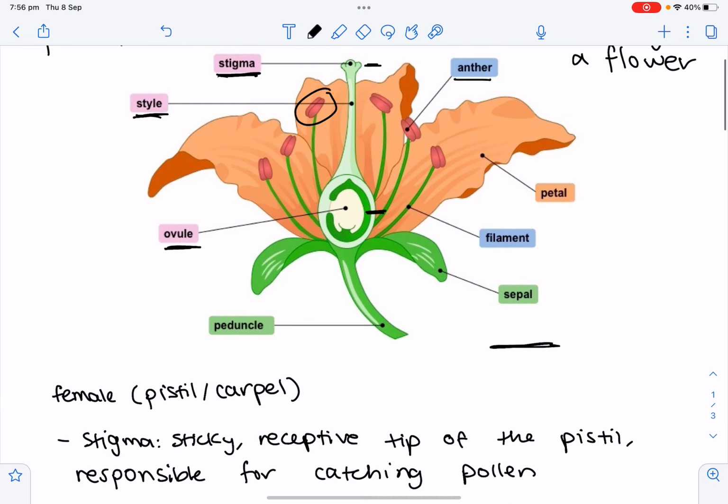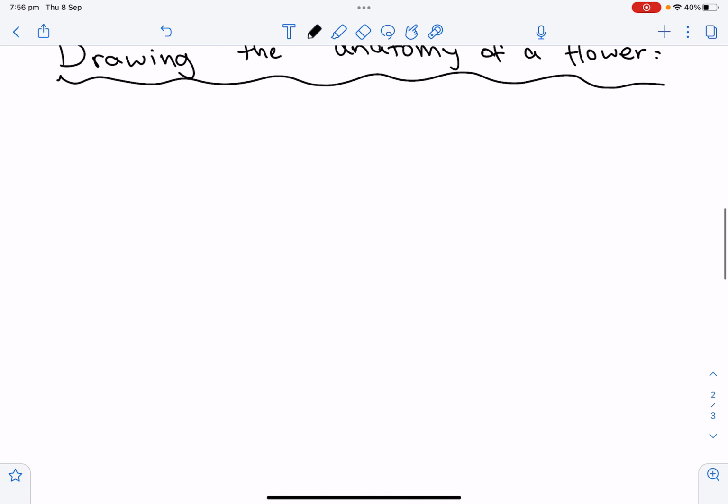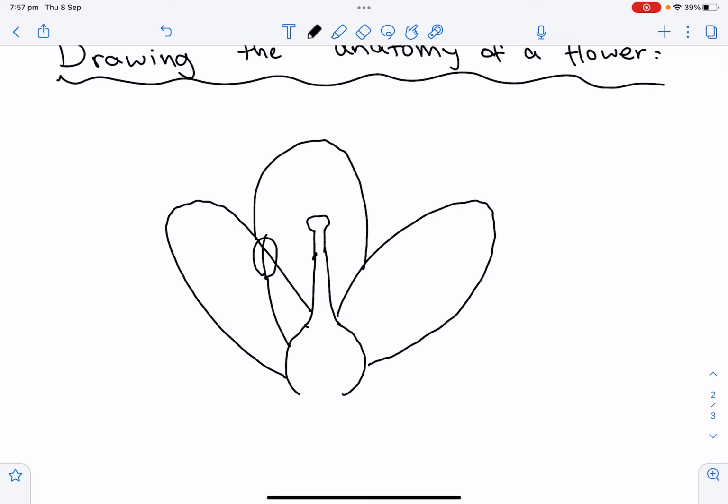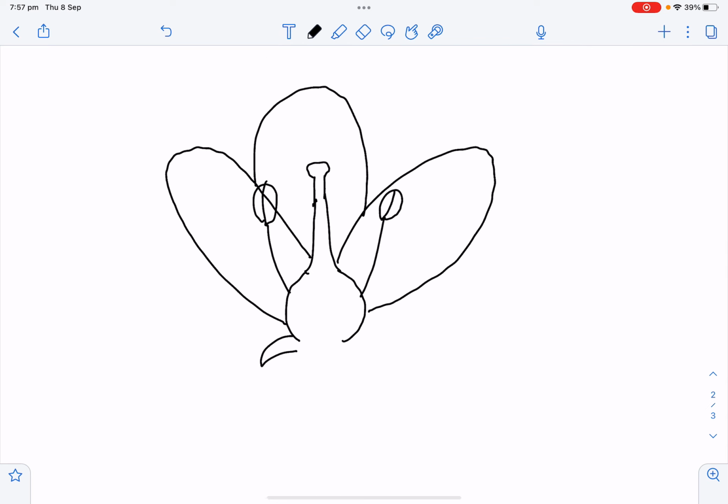So other than the definitions and labeling of the diagram, we also need to know how to draw a simple drawing of the flower and the reproductive structures. So firstly, we can start with the ovule, the style, which leads to the stigma. Then behind this, we need to have the petals. As with all biological drawings, don't shade in. You can also draw some sepals and then the stalk.